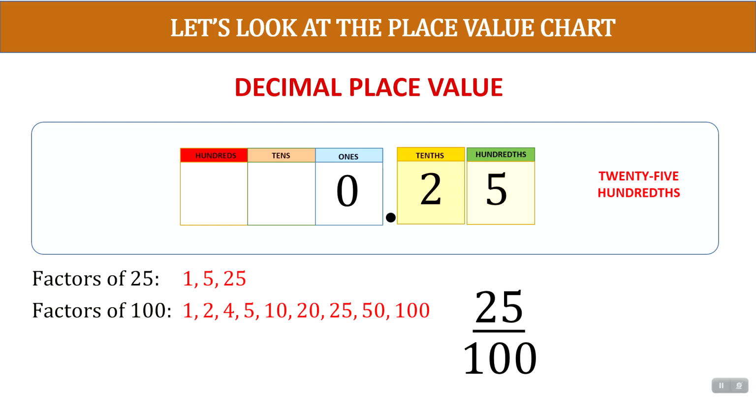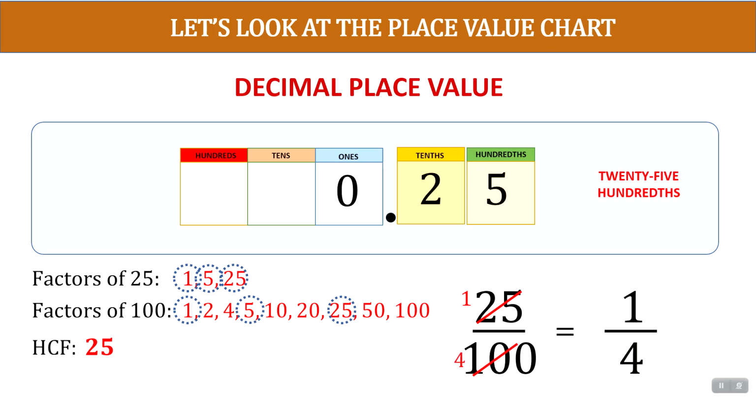We circle the ones that are common: 1, 5, and 25. And the highest common factor is 25. So we divide both 25 and 100 by 25. 25 divided by 25 is 1, and 100 divided by 25 is 4. And so our answer is 1 over 4. 0.25, the decimal 0.25, is equivalent to 1 over 4 as a fraction in lowest terms.